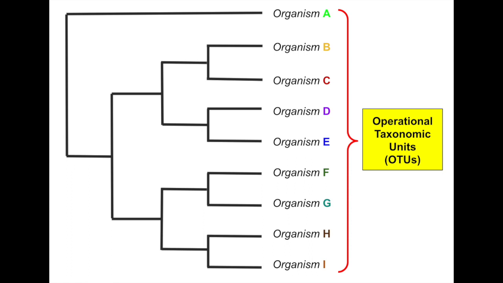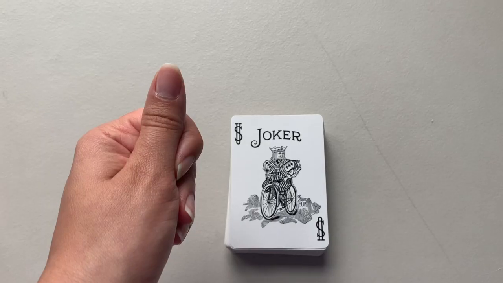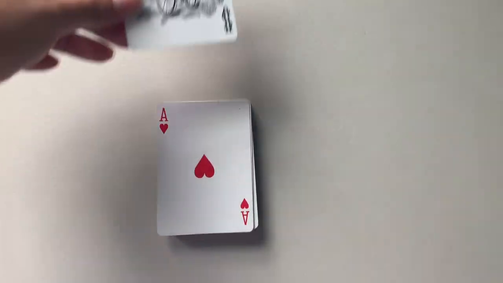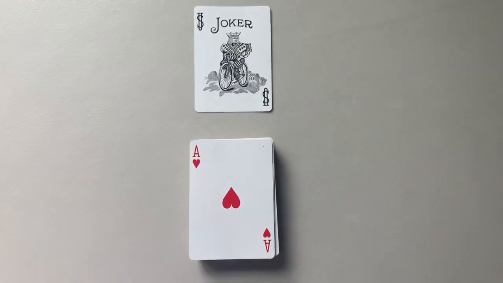The organisms that are used in the tree are called operational taxonomic units, otherwise known as OTUs, and can be a virus strain, an allele, and in this case, a species of cards. Let's find these card species. Here we have a standard deck of cards. The first divergence of the species would be the Joker card and the rest of the deck.